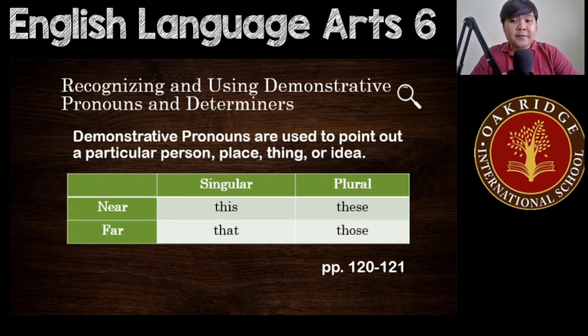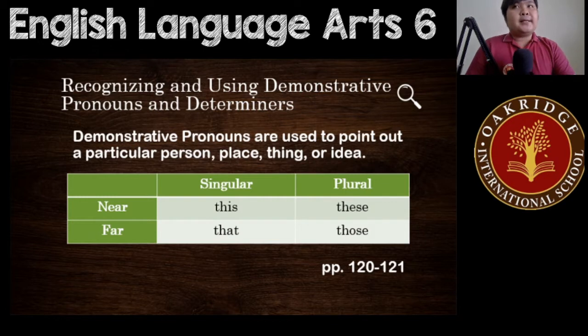Take note of the pronunciation. If it's this, it's this. But if it's these, you would have to smile for it. These, okay? Now, what about the next one? If it's singular and it's far, we have that. And if it's plural and it's far, you have those.